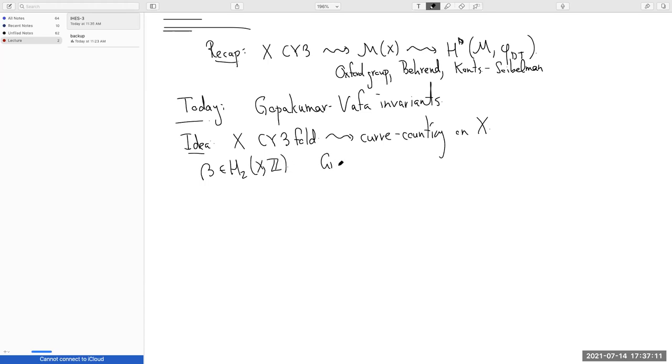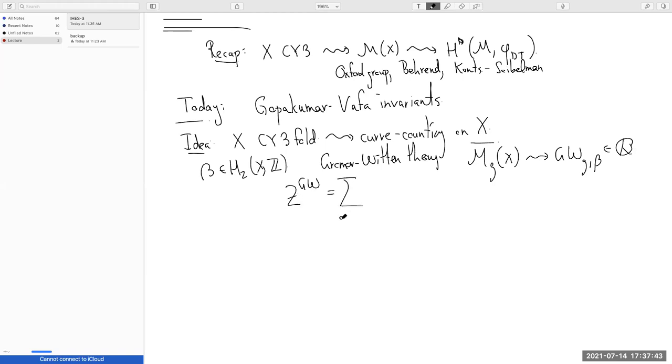And then if I'm working, for instance, in Gromov-Witten theory, I would look at the space of stable maps, and look at the corresponding Gromov-Witten invariant in this class with this genus, which is now some rational number. And then I could form some kind of generating series for these.